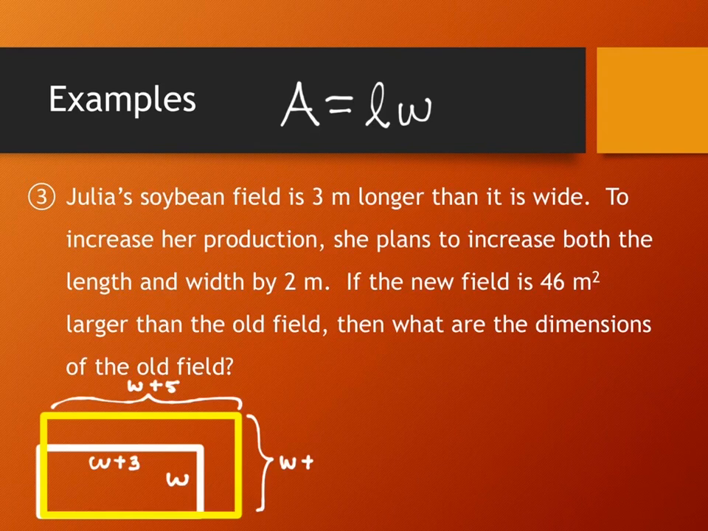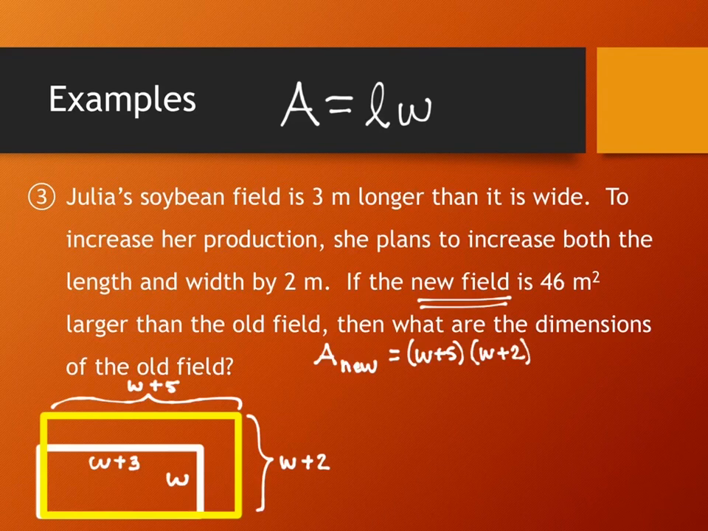I don't know where my W plus 2 went, where the 2 went. Let me put it back in. So we actually need to be careful that we're talking about the right area in the right location. It says the new field, right? So the new field, what's the area in terms of formula for the new field? W plus 5 times W plus 2. Good. So the area of the new field, and I'll write this down just to be real clear, the new area is W plus 5 times W plus 2.